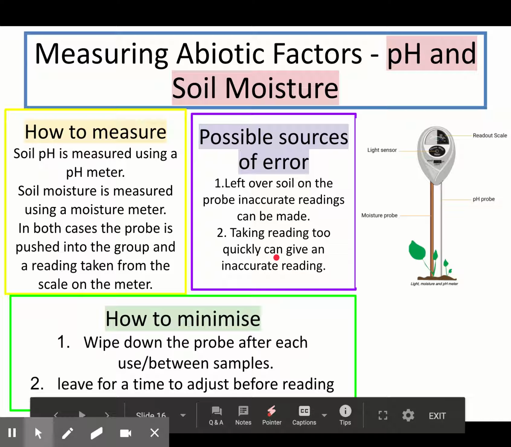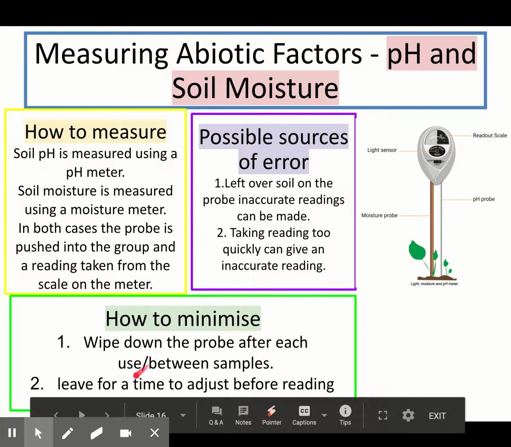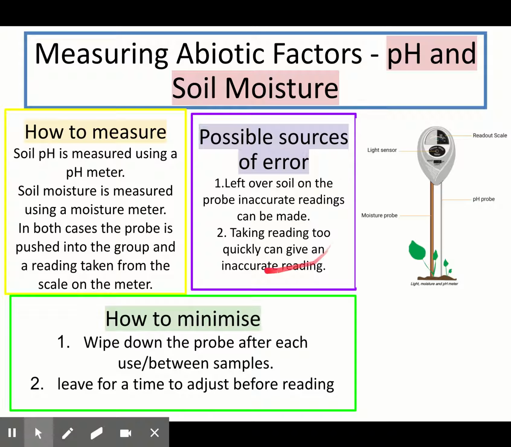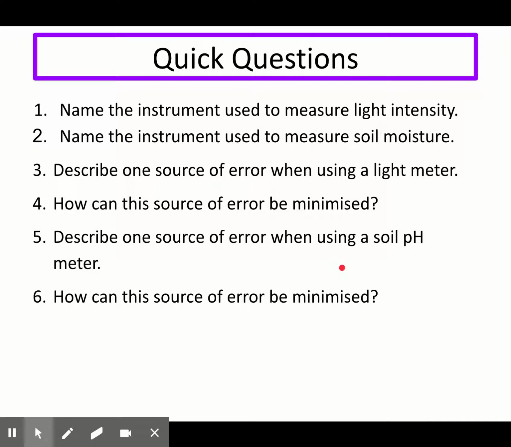Again, like before, you can also take a reading too quickly and that can give an inaccurate reading, so leave time for it to adjust before reading. And again, don't get these two mixed up. Make sure if the question asks for a possible source of error, you're giving this and you're not just giving the way to minimise it.